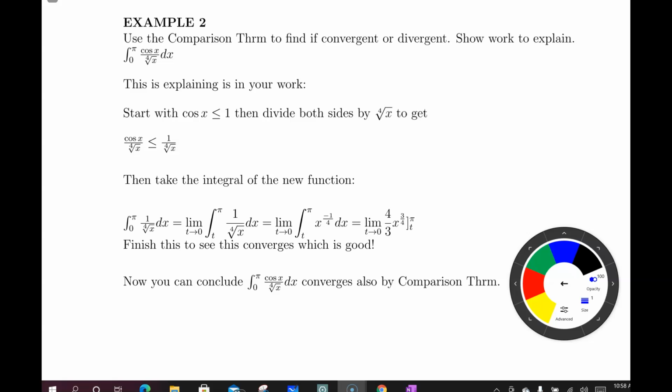All right, so let's do another one with the comparison theorem. Again, you're only going to use this when the instructions say to. So find out if it converges or diverges, and you've got to show your work and explain. So we're going to start with building our function. I know that cosine of x is smaller than or equal to 1, so that'll be a first good step.